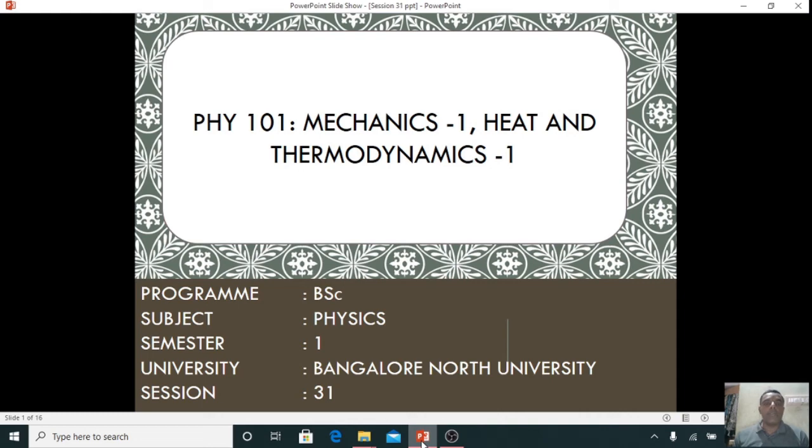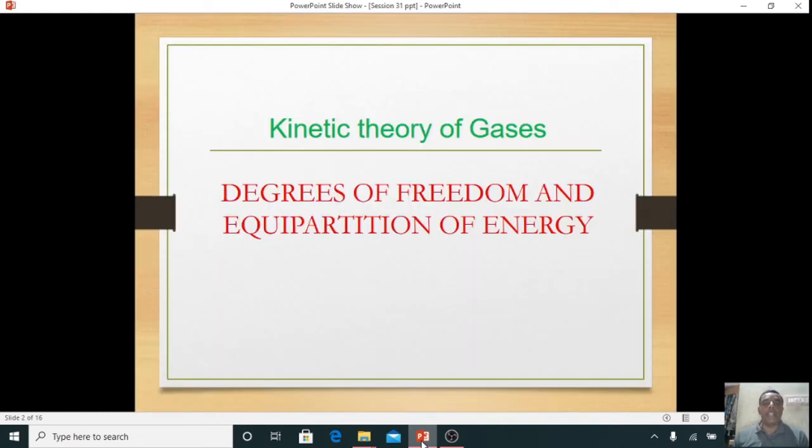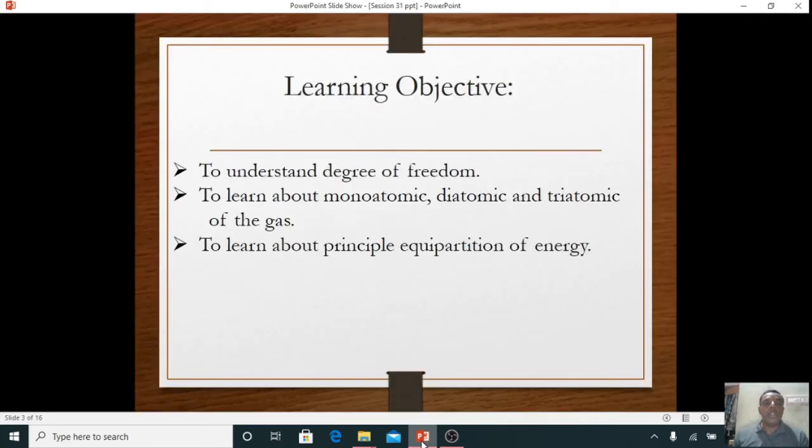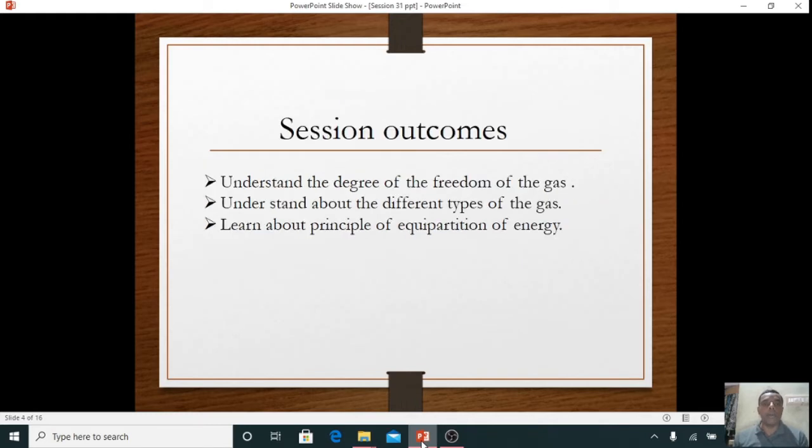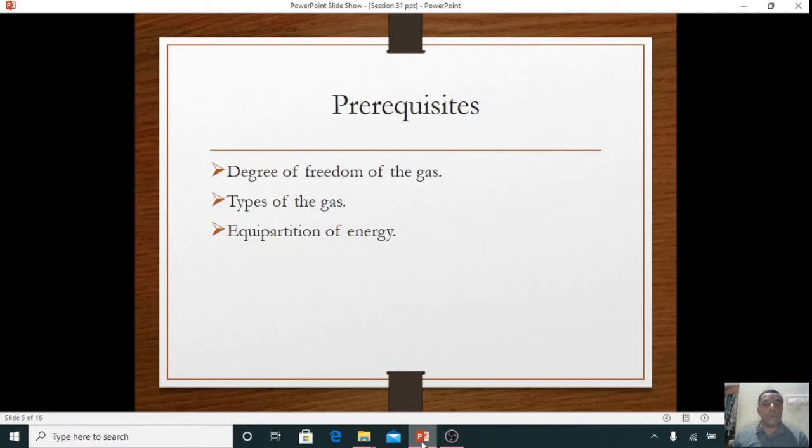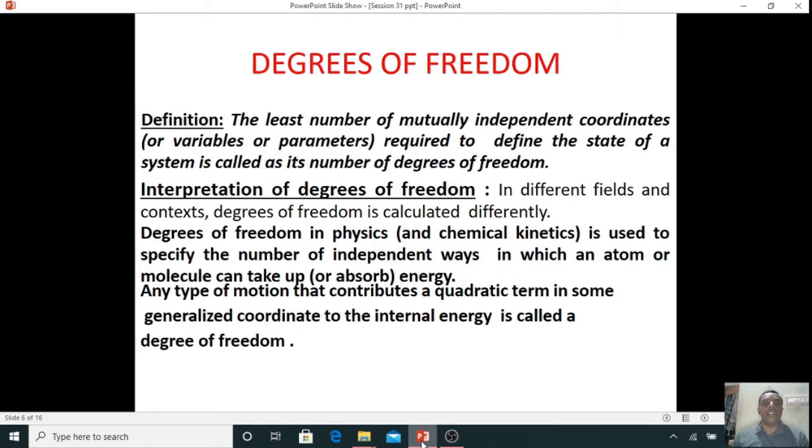Session 31 will discuss degrees of freedom and equipartition of energy. In this session we have to know what is meant by degrees of freedom, and what monoatomic gas, diatomic gas and triatomic gas are. We also have to learn the principle of equipartition of energy. After this session we will know all these things: degrees of freedom, types of gas, and equipartition of energy.